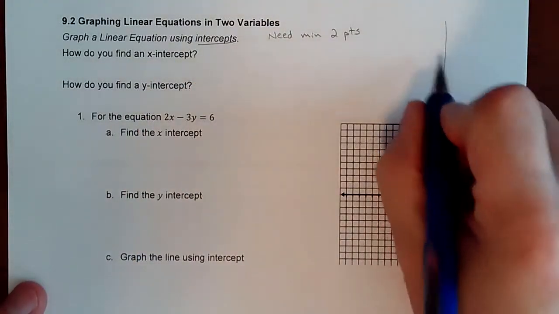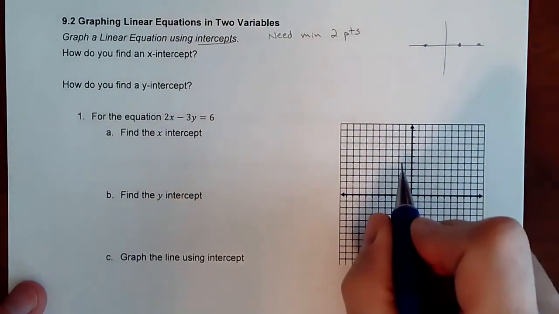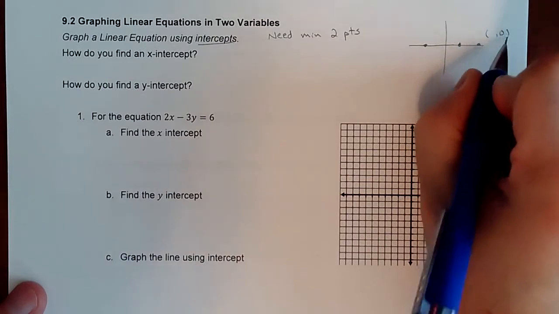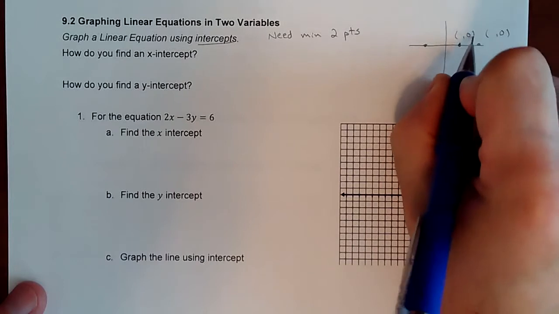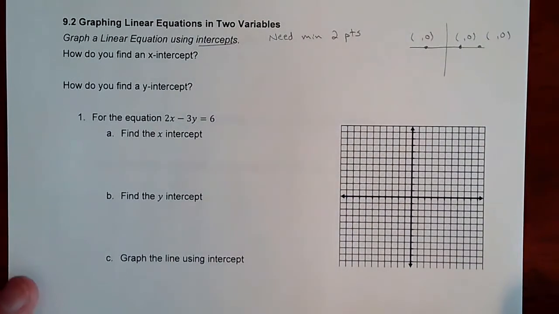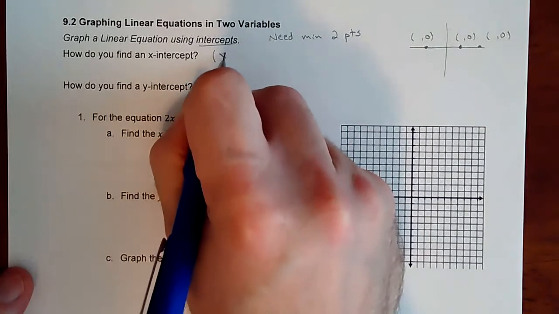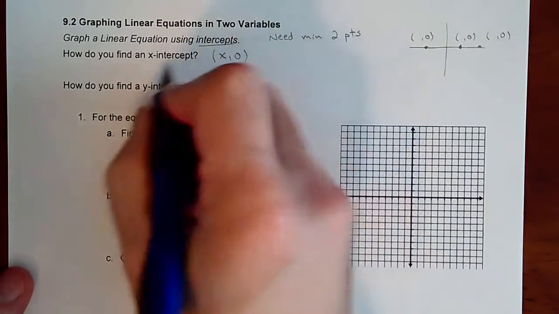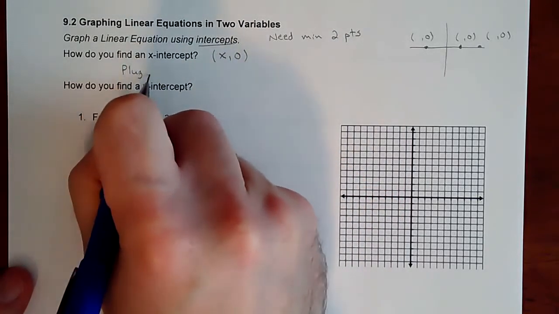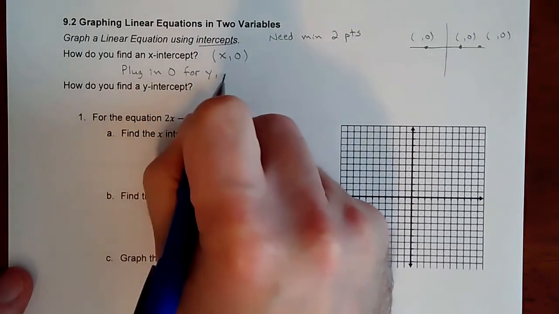So if we are talking about a graph and you're talking about any point on the x-axis, they all have something in common, and it's the fact that you have some x value and the y value is 0 on every single one of those. So something comma 0. That's the biggest thing, there's no height because you're on the x-axis. So how do you find an x-intercept? Every single x-intercept is some number comma 0. So if we know that the y value has to be 0, we plug in 0 for y. Then solve for x.